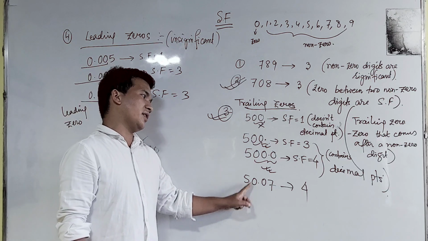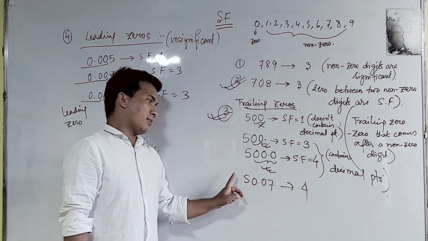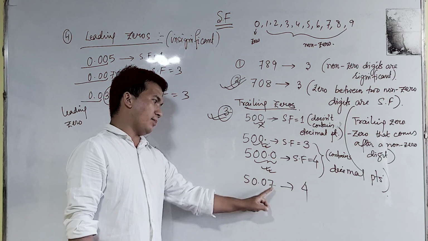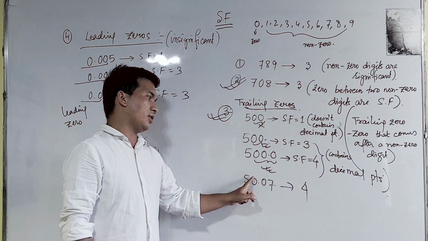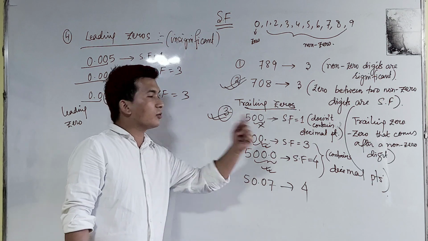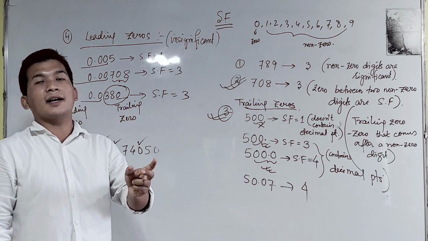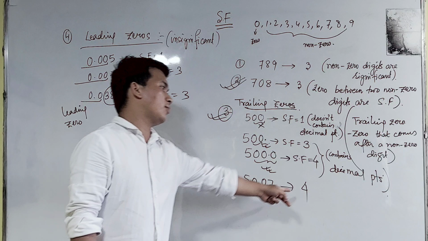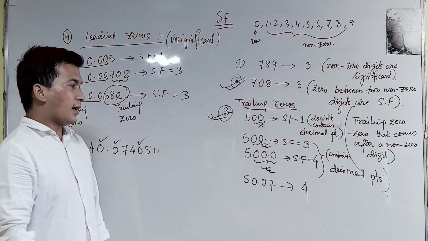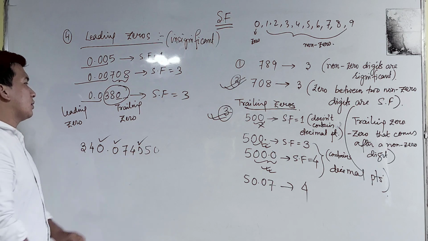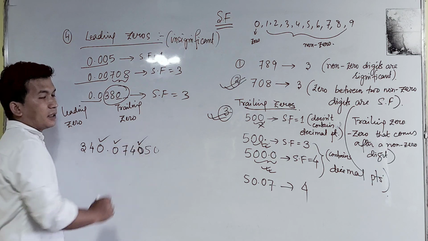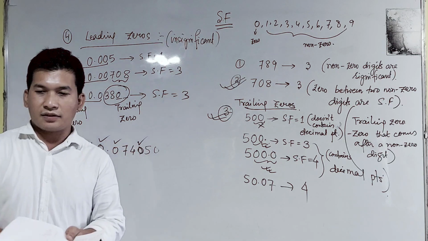The zeros between the 5 and the 7 are in between, so even though the number contains a decimal point, these zeros are in between non-zero digits and will be counted as significant figures. Understood? Here 0 0 0, these three zeros will now be considered as significant figures.